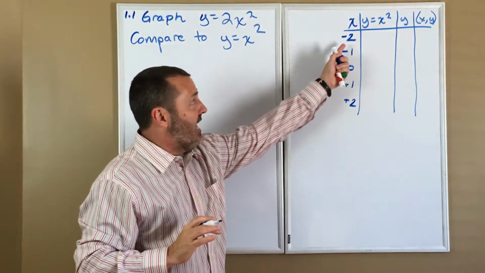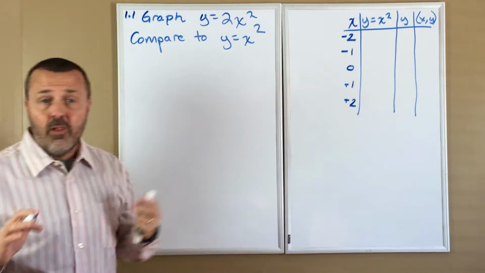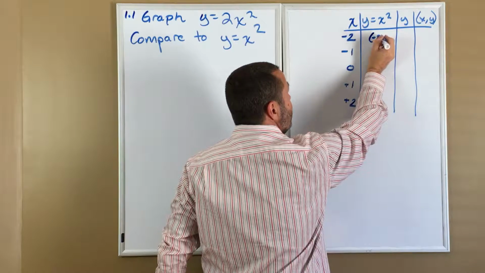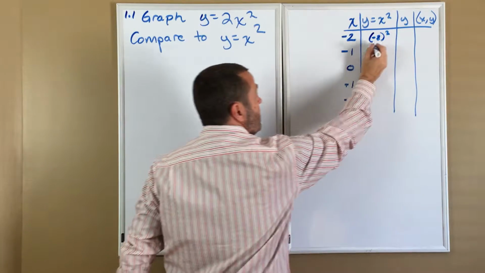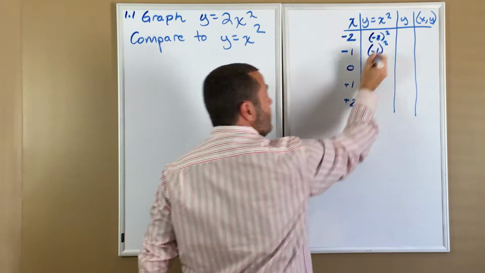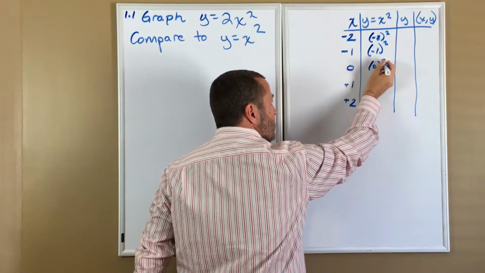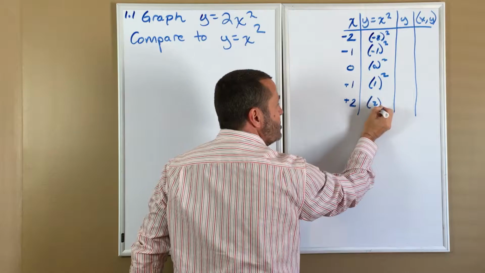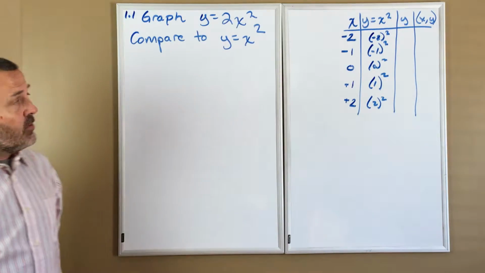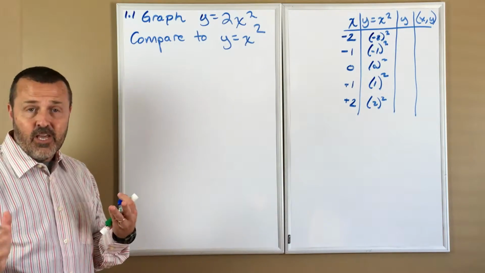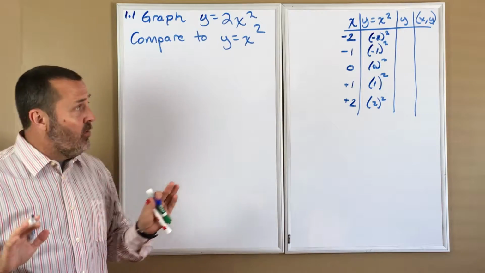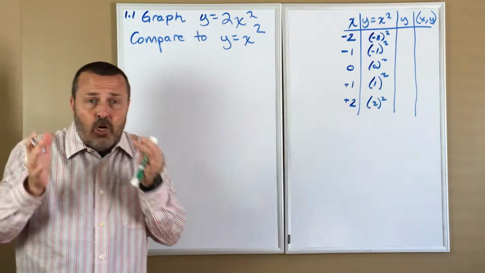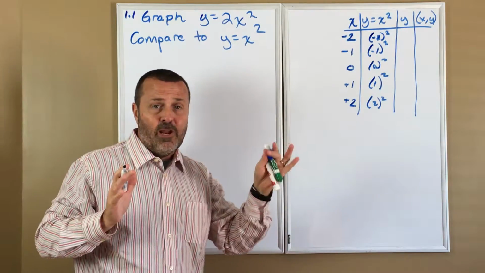Now, anywhere we see an x in there, we're going to plug in our -2. So it's going to be -2 squared, -1 squared, 0 squared, 1 squared, and 2 squared. I will evaluate those with a calculator. If you've got a calculator at home, go ahead and stick in -2 squared. Now keep in mind, it's the whole quantity -2 squared.